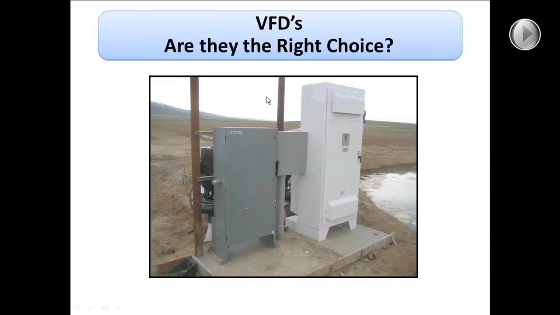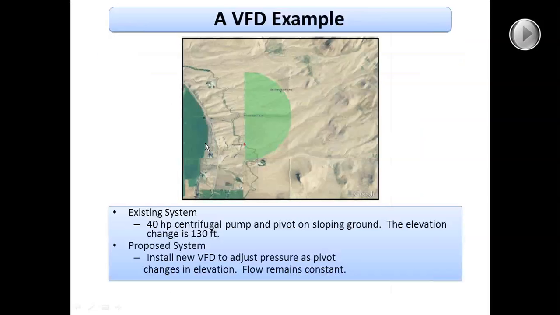Question here: are VFDs the right choice? It really depends on the system and the application. I have a couple of examples here. This is a system that has a 40 horsepower centrifugal pump. It's supplying water to one half-circle center pivot.